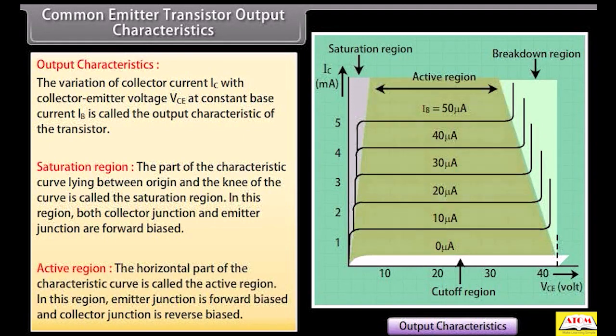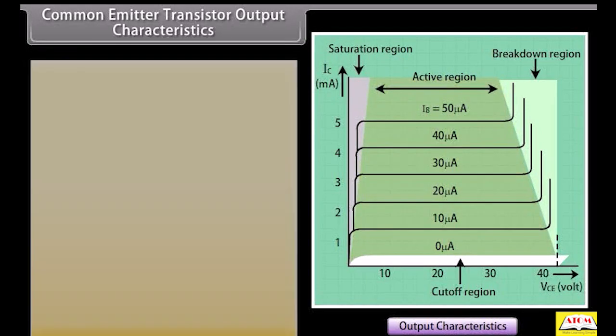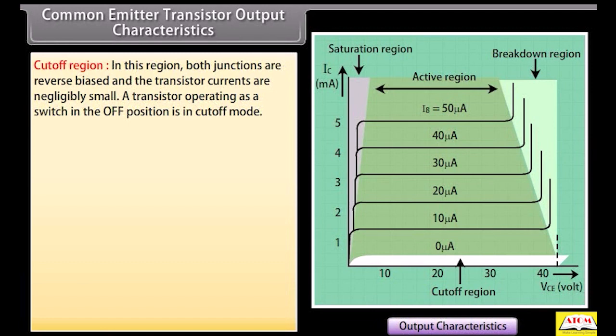Active region. The horizontal part of the characteristic curve is called the active region. In this region, the emitter junction is forward biased and the collector junction is reverse biased. Cutoff region. In this region, both junctions are reverse biased and the transistor currents are negligibly small. A transistor operating as a switch in the off position is in cutoff mode.